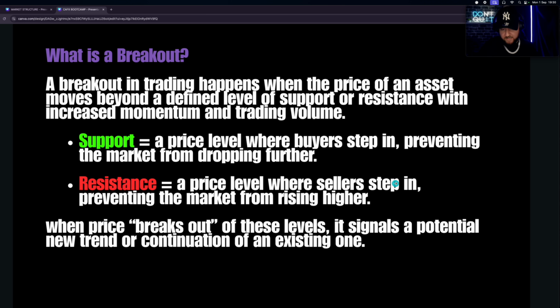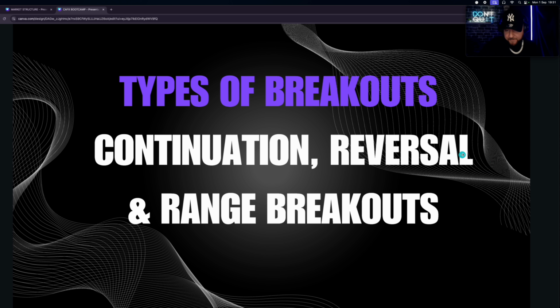We just went over support and resistance, so I don't need to go over that again, but just for the video's sake, support is a price level where buyers step in, preventing the market from dropping, so people pushing price up. And resistance is when sellers are pushing price down. So it's buyers versus sellers, right? Every time price goes down, the sellers are in control, or the bears. And then you've got the bulls, which are the buyers who push price up. Types of breakouts, here we go. We've got continuation breakouts, reversal breakouts, and range breakouts. And obviously counter trend trading and things like that, but that's for tomorrow.